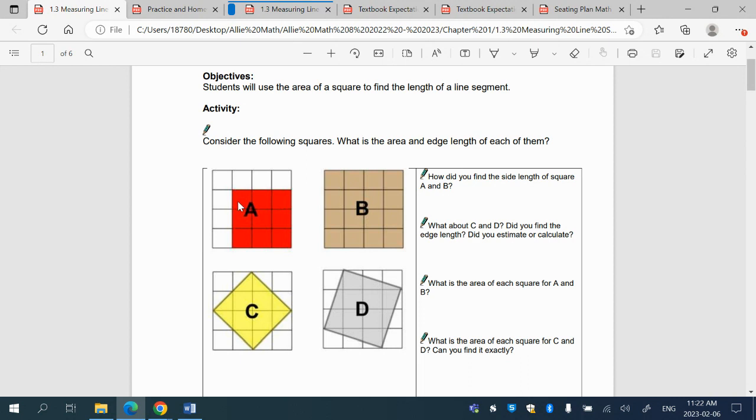So if we look at A, I can just count that the area is 1, 2, 3, 4, 5, 6, 7, 8, 9 square units, and the side length would be 3. If I look at B, I can just count them 1, 2, 3, 4, 5, 6, 7, 8, 9, 10, 11, 12, 13, 14, 15, 16. Okay, and I can see that the side length is 4. All the side lengths are 4. So how did you find the side length of square A and B? I would say I counted.